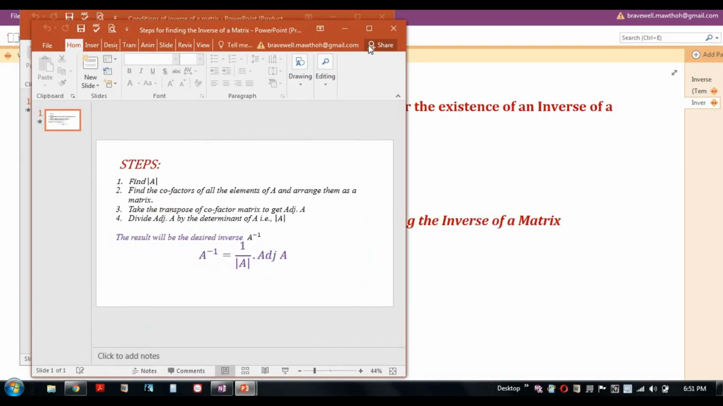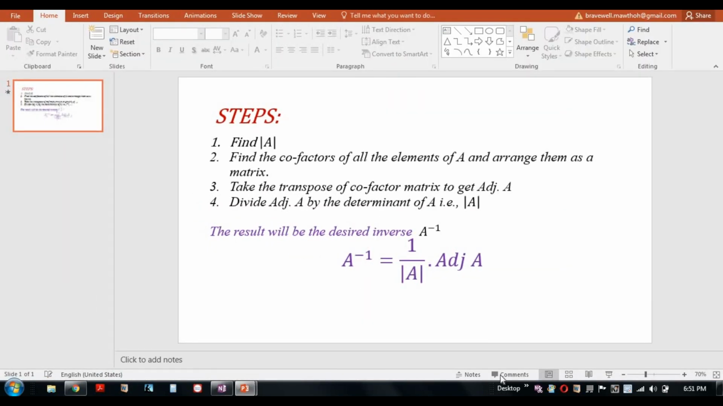Now let us proceed and see what are the steps involved in finding the inverse of a matrix. The first step is to find the determinant of matrix A. Remember, if the determinant is equal to 0, then it's not possible to find the inverse. The inverse is not defined. We can only proceed if the determinant of matrix A is not equal to 0. That is, as I've mentioned earlier, it should be a non-singular matrix.